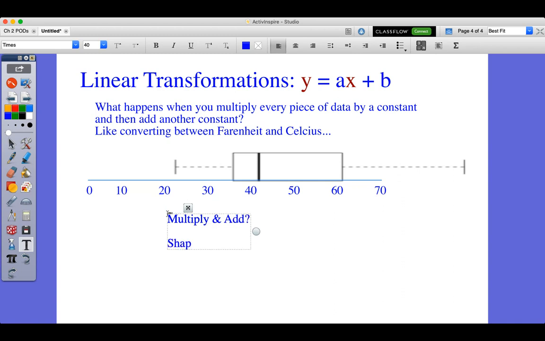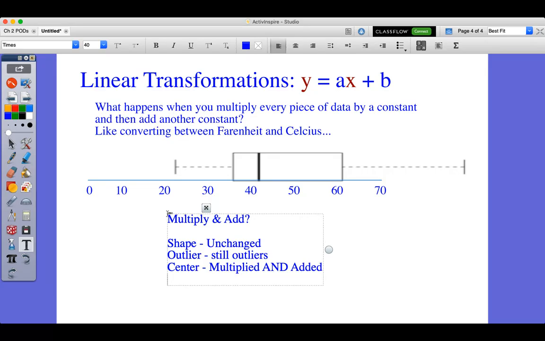what happens? Shape, unchanged. Outliers, still outliers. Our center has been multiplied and added, the two different constants. It got multiplied by A and then added B afterwards, okay? The spread only multiplied, okay? And so when you're doing a linear transformation, you need to know what it's going to affect about your data set. It doesn't just blindly affect everything, okay?